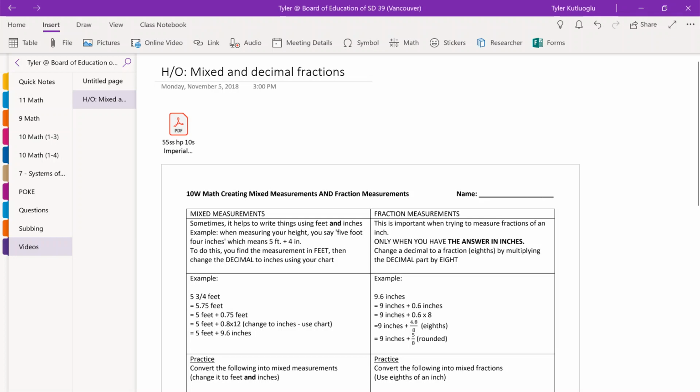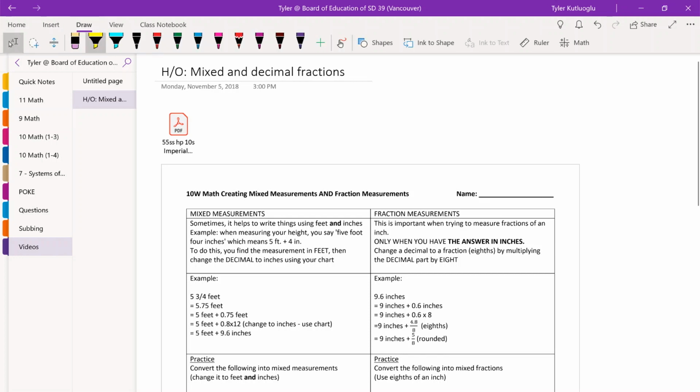All right, this is the last big thing for our measurement unit, at least dealing with imperial. I'm going to talk about two things today. The first thing we're going to talk about is mixed measurements. So you've worked with these a little bit. That's where you get stuff where you say like feet and inches.